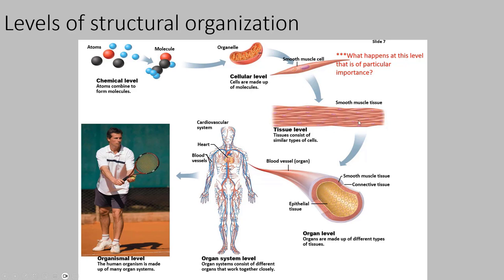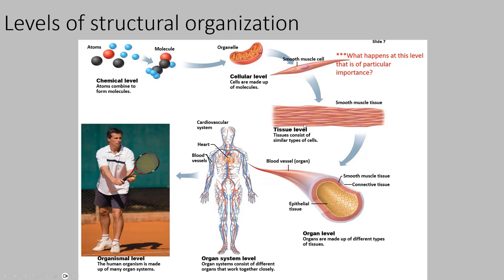Now we get to tissues. Tissues are groups of cells working together to perform a specific function. When we get to chapter 4, we're going to learn about different types of tissues. There are things like muscle tissue and nervous tissue, various types of tissues, but they are all groups of cells working together to perform a specific function.